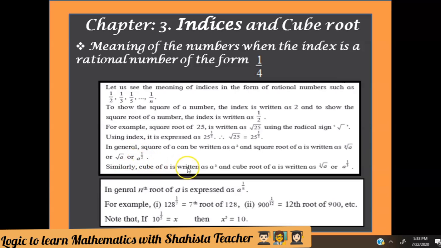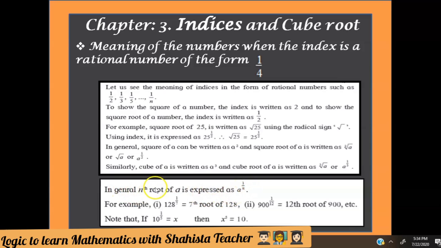Similarly, cube of a is written as a cube, that means cube root of a is written as cube root of a or a 1 upon 3. So 1 upon 3 represents the cube root of a. In general, nth root of a is expressed as a 1 upon n.